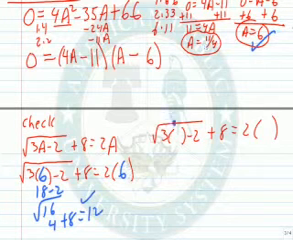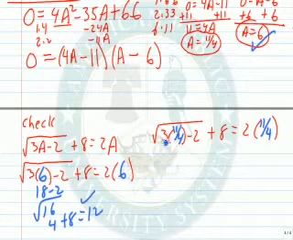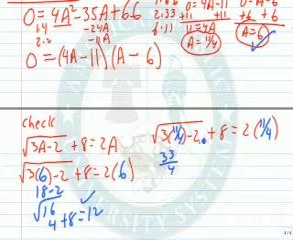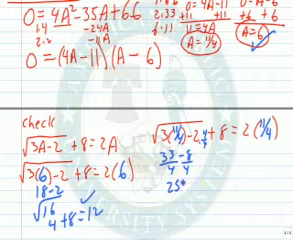Let's try 11/4. See if that's going to work. Remember, we must always check if we square both sides. So we have 33 over 4. Let's multiply this by 4 over 4. So we have minus 8 over 4. 33 minus 8 is 25 over 4.